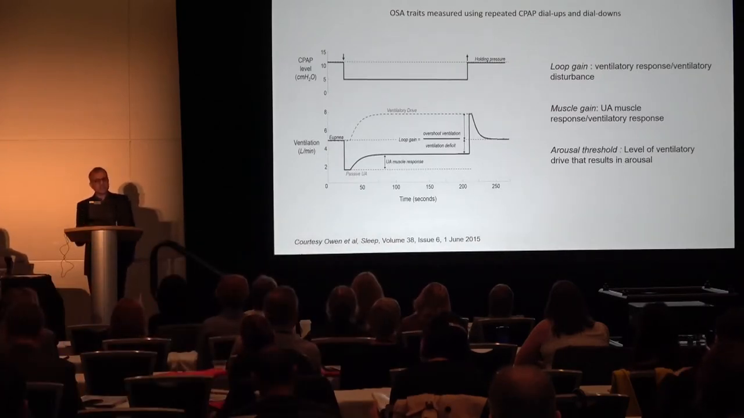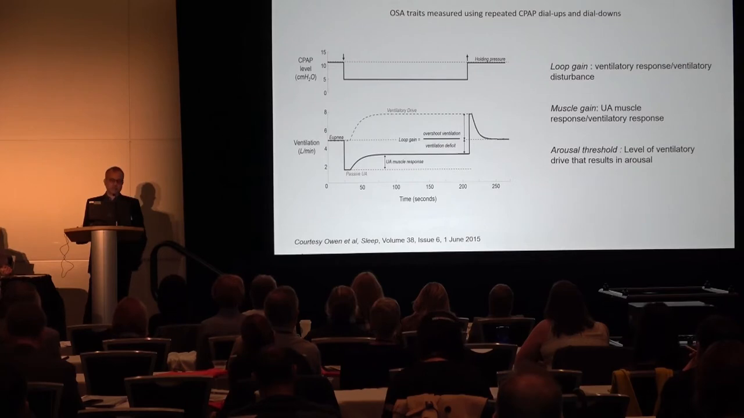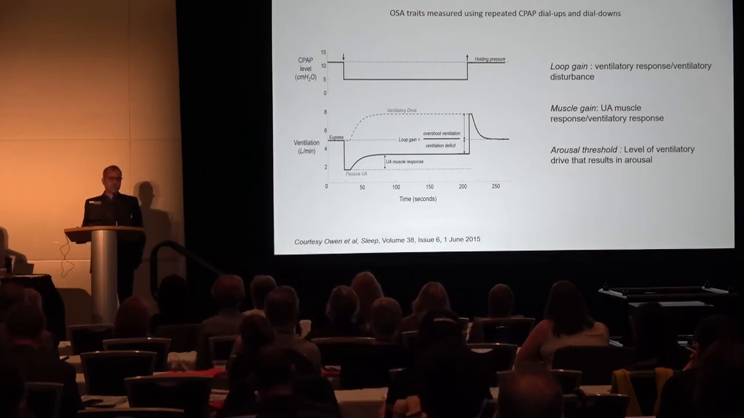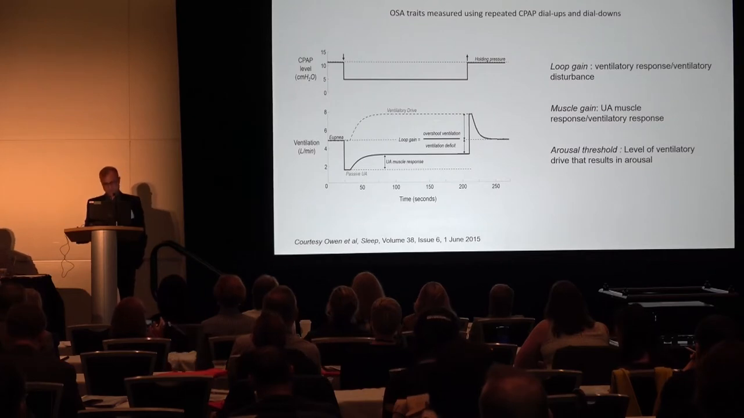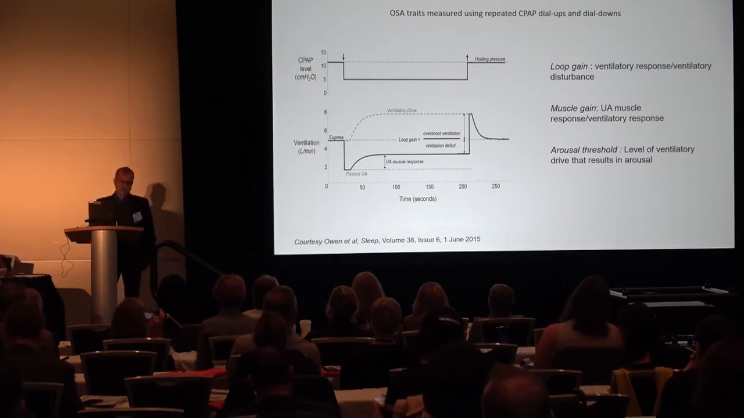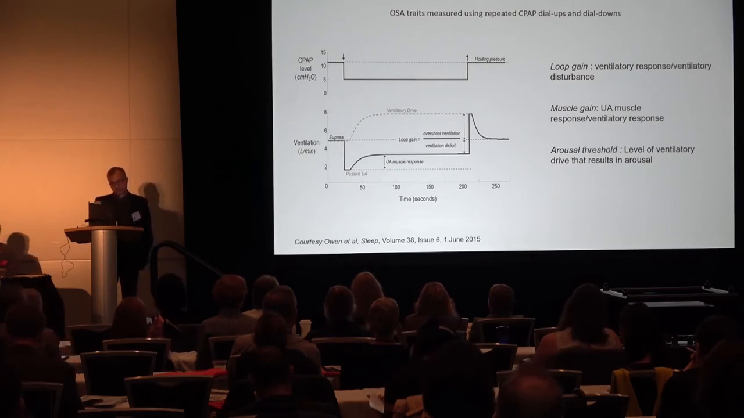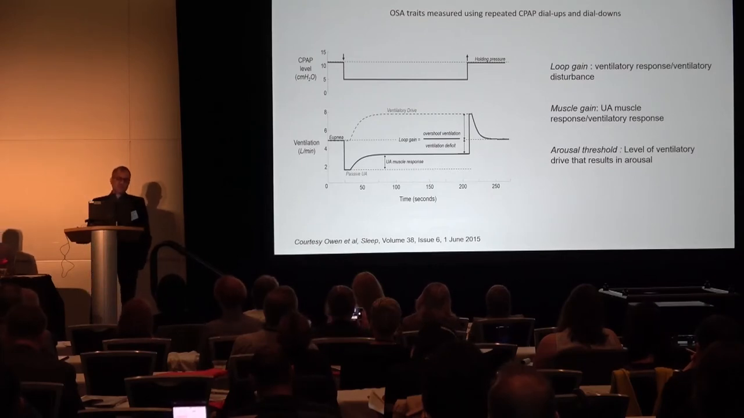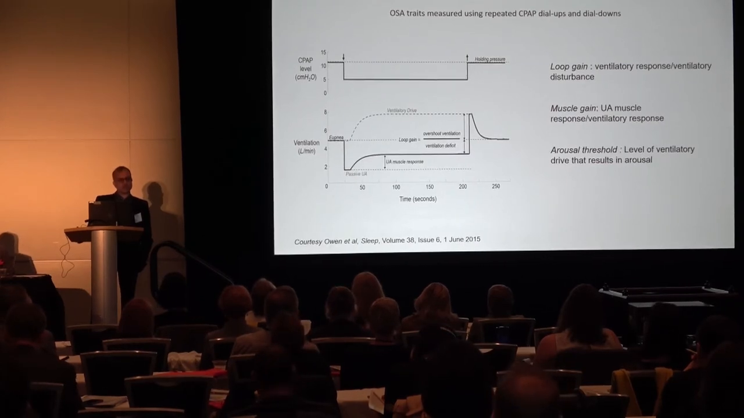These OSA traits are measured using repeated CPAP dial-ups and dial-downs. When we treat OSA patients or normals, anybody, with CPAP at therapeutic or optimal levels and then drop the CPAP to subatmospheric or atmospheric pressure in the night, what happens? The ventilation can decrease to this lowest ventilatory drive, because at CPAP there is minimal or negligible ventilatory drive. With a sudden drop, the ventilation descends with a eupneic ventilatory drive.